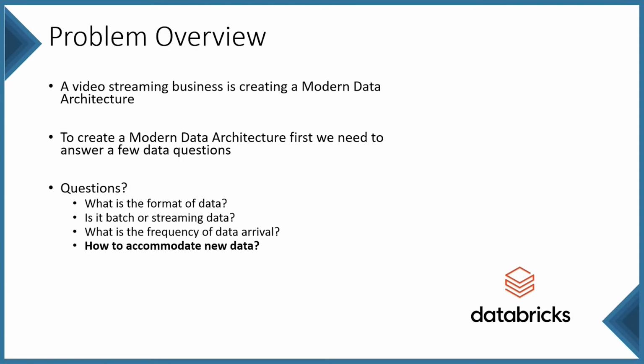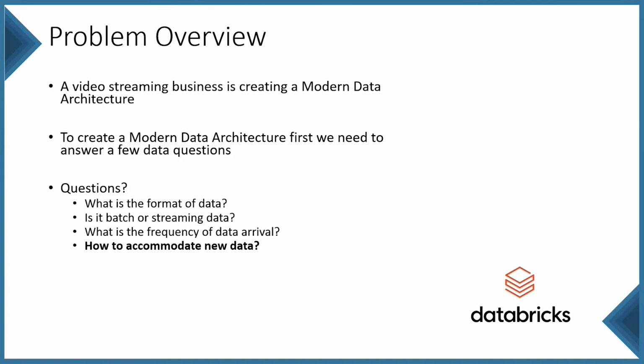But when we are moving toward creating a modern data architecture, we first need to solve some prereqs, and there are a number of prereqs, but a few are the questions which are confined around the data. So a few of the questions are: what is the format of data? Like is it CSV, JSON, Parquet, Avro, or what type of format? We need to sort out the format of data first.